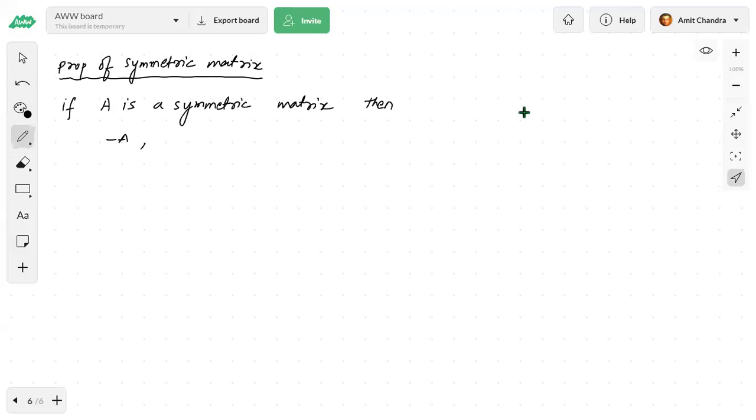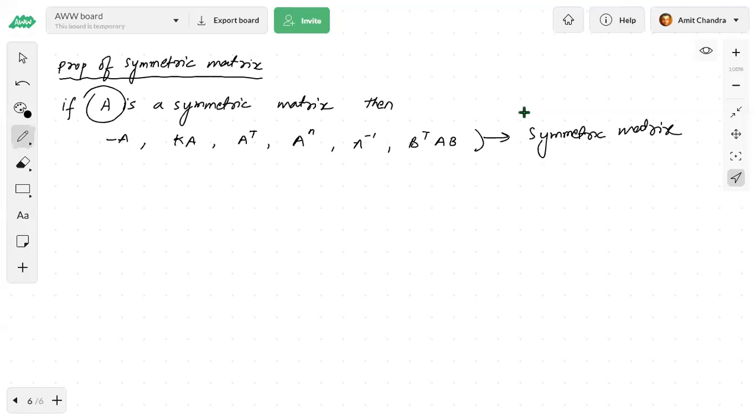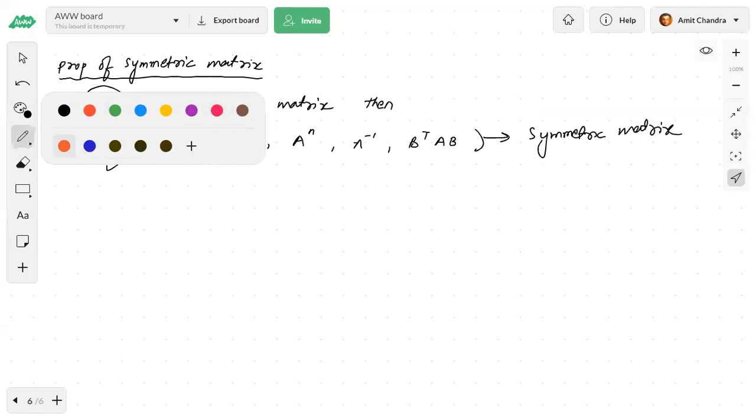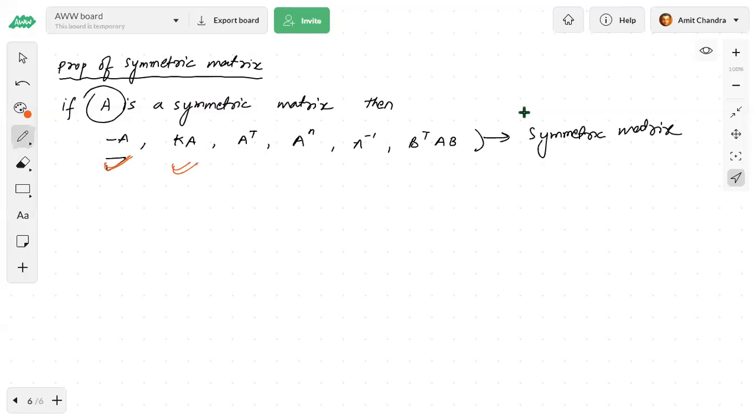So if A is a symmetric matrix, then minus A, K into A, A transpose, A to the power n, A inverse, and B transpose A into B, all these matrices will also be symmetric matrices. This one we can understand. This one also we can understand. A transpose: the definition of a symmetric matrix is A transpose equal to A, so this will also be a symmetric matrix. We can check for this one. This one we will check later.